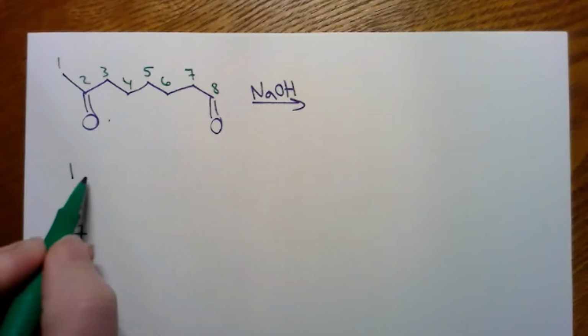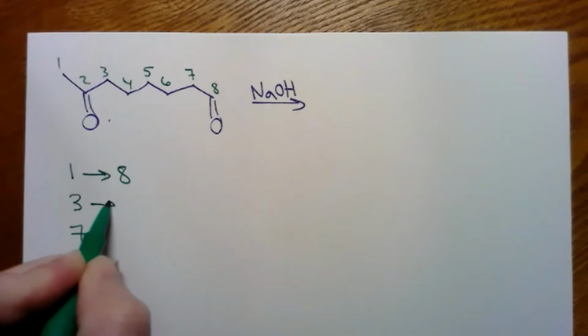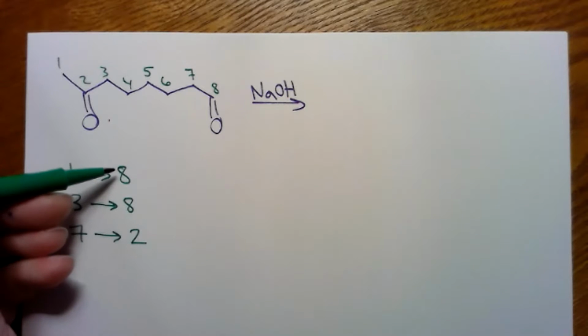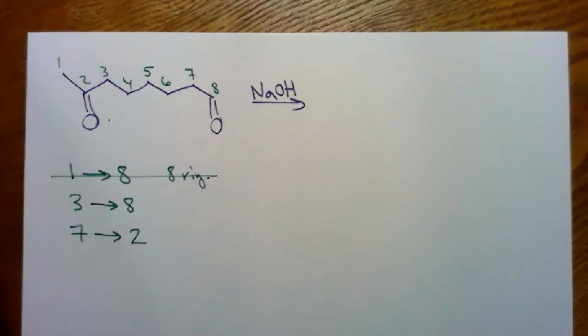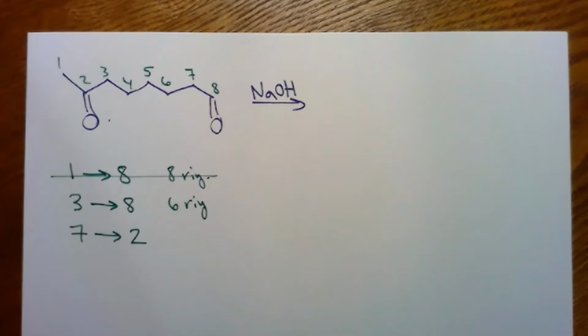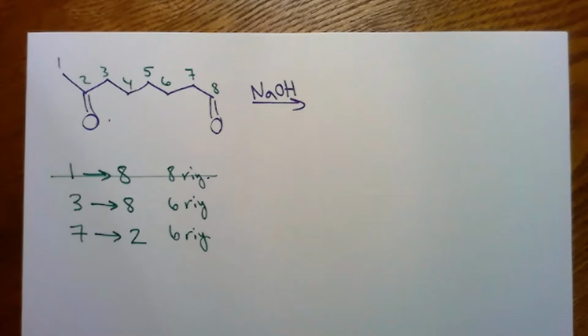If carbon 1 is an enolate, it's going to attack carbonyl 8. If carbon 3 is an enolate, it's also going to attack carbonyl 8. If carbon 7 is an enolate, it's going to attack carbonyl number 2. 1 attacking 8, 8-membered ring, no good. 3 attacking 8, that's a 6-membered ring, that's better. 7 attacking 2, uh-oh, that's also a 6-membered ring.